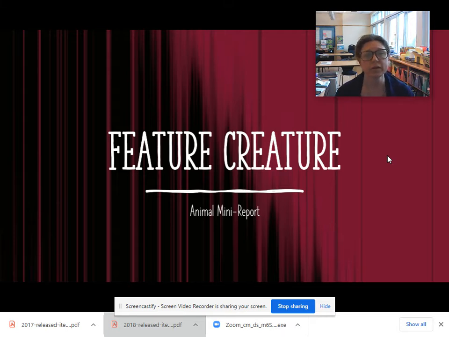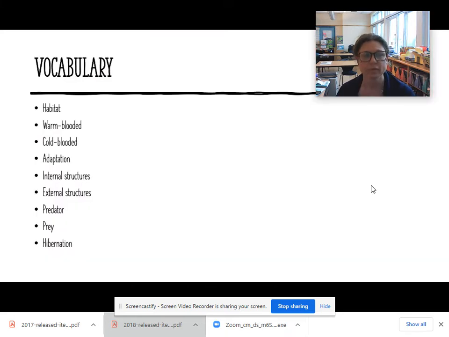And so we're going to take all of that learning that you've been doing for the last couple of weeks, and you are going to do a mini report on a creature of your choosing. We're calling this Feature Creature Animal Mini Report. Each of you will get a template that has all of these slides, and then your job is to do a little miniature research report on an animal of your choosing, and then fill in the information that we are asking for.